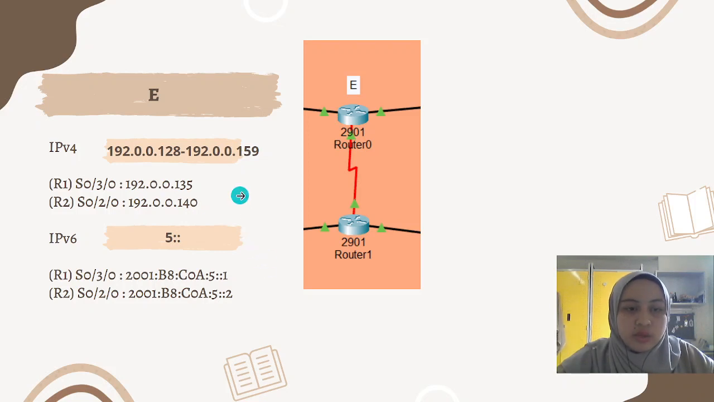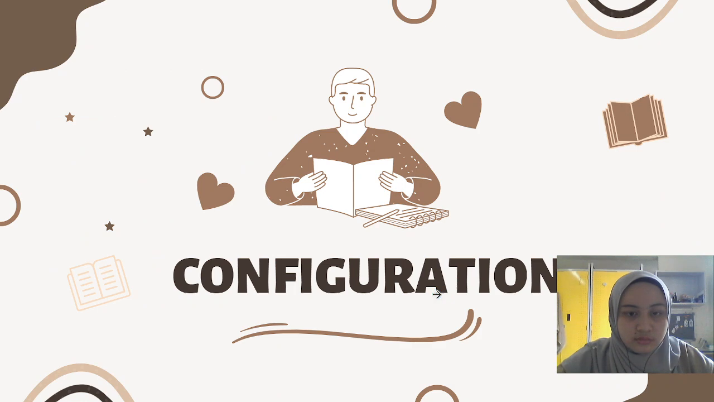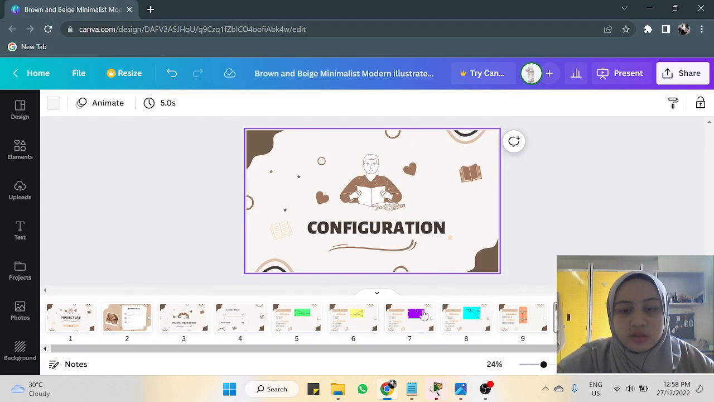In group E, we have router 1 and router 2. The upper one is router 1 and the lower one is router 2. IPv4 for group E will range from 192.0.0.128 to 192.0.0.159. And the IPv6 for group E is in the family of 5. Next, I will show the configuration.